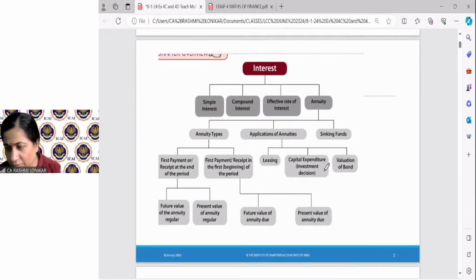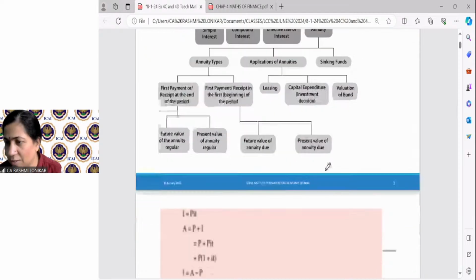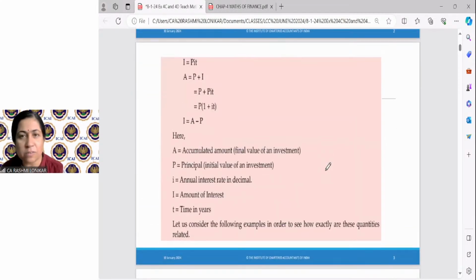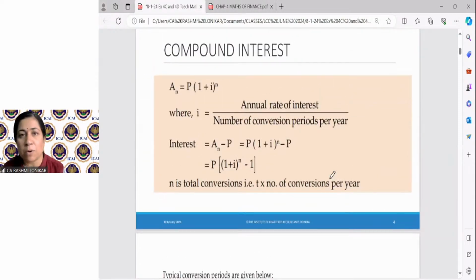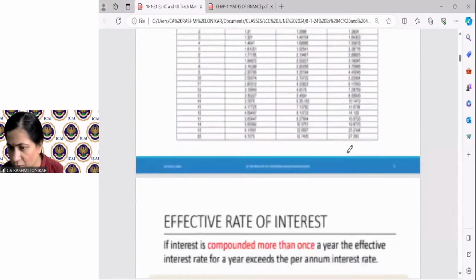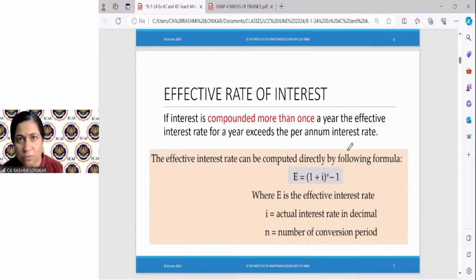We have talked about the theory of all these topics. So simple interest, the interest is equal to principal into interest rate into time, and amount will be principal plus interest. Compound interest, the amount is equal to P into bracket 1 plus I raised to N. We have talked about the rate of interest, and we've also talked about the conversion periods. Then we talked about the effective rate of interest, that is 1 plus I raised to N minus 1. Remember, in this also, you have to make sure that you change the I according to the conversions.